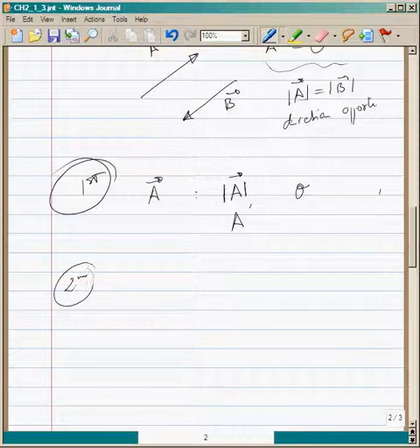Second method, that's called the component notation. This requires a coordinate system.